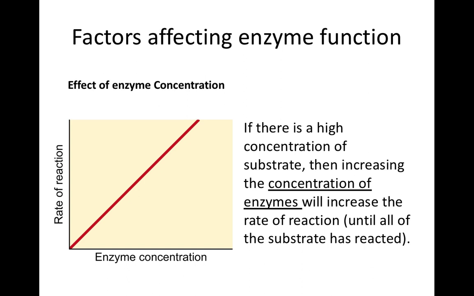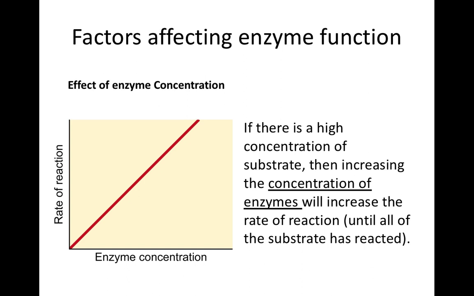There are many factors that affect how enzymes function. These factors can relate to concentration or the environmental conditions around the enzyme. There are 4 factors that you will need to know. The first one is enzyme concentration. The idea here is that if there is a certain amount of substrate, but more enzyme is added, the rate of reaction, how quickly the substrate is converted to product, will increase.